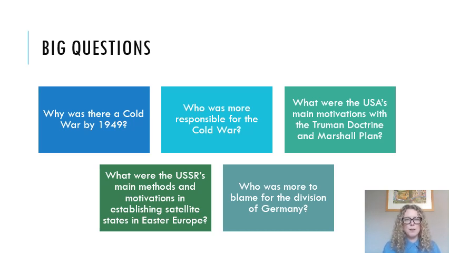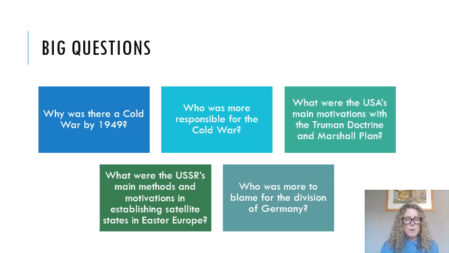answer these questions. The big questions we need to think about: why was there a Cold War by 1949? Who was responsible for the Cold War? Was it Americans? Or was it the Soviet Union? Was it perhaps that you think the Cold War was in some ways inevitable after World War II? If we're looking at containment, so the Truman Doctrine and the Marshall Plan, what do you think the Americans' main motivations there are? Was this an altruistic act? Was it just there to help Western Europe, or were there some other ulterior motives that the Americans had?